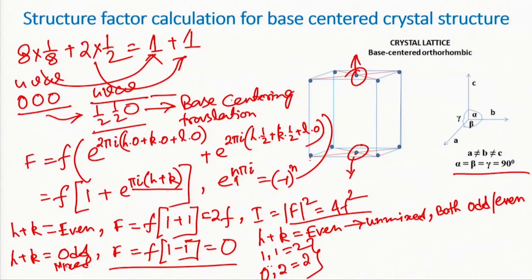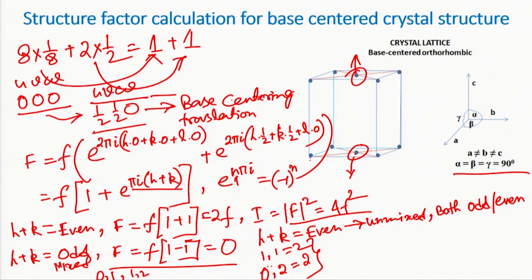Mixed means one is, let us say, 0 and one is 1, or one is 1 and one is 2, and so on and so forth. This kind of combination will give me no intensity at all. Even though Bragg's condition is satisfied, we will not get any intensity from those particular atomic planes.